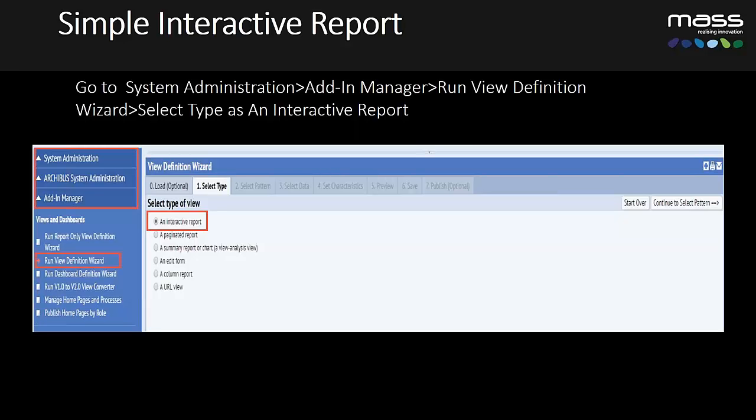You can choose from the list the different types of views like an interactive report, a paginated report, a summary report, an edit form, a column report, or a URL view. To keep it simple, I will select the first option as an interactive report and then continue to select pattern.